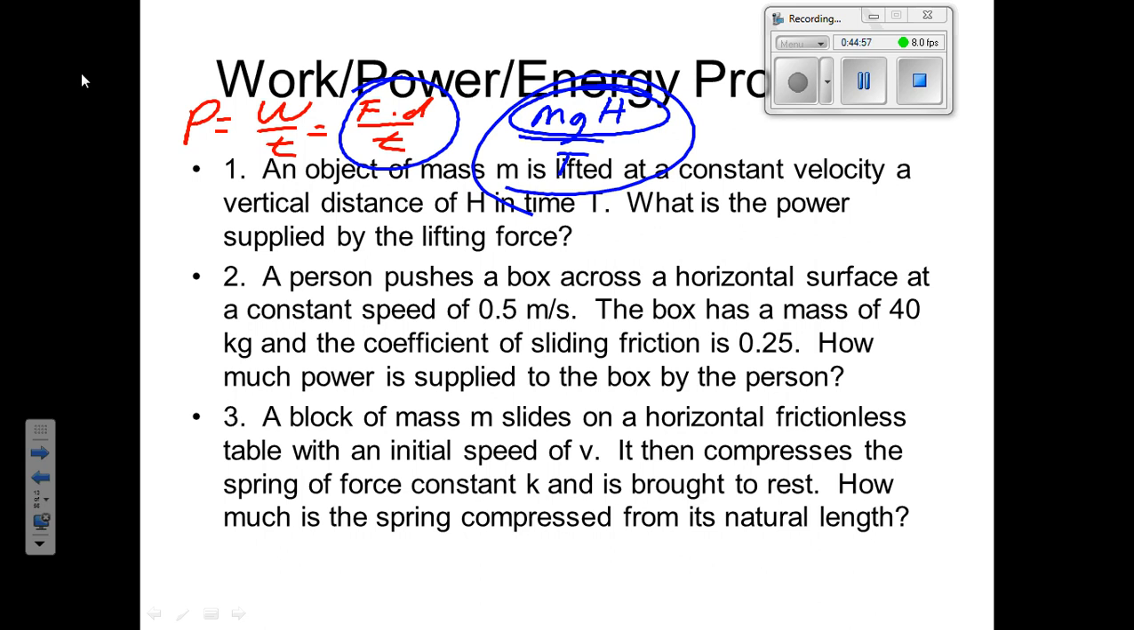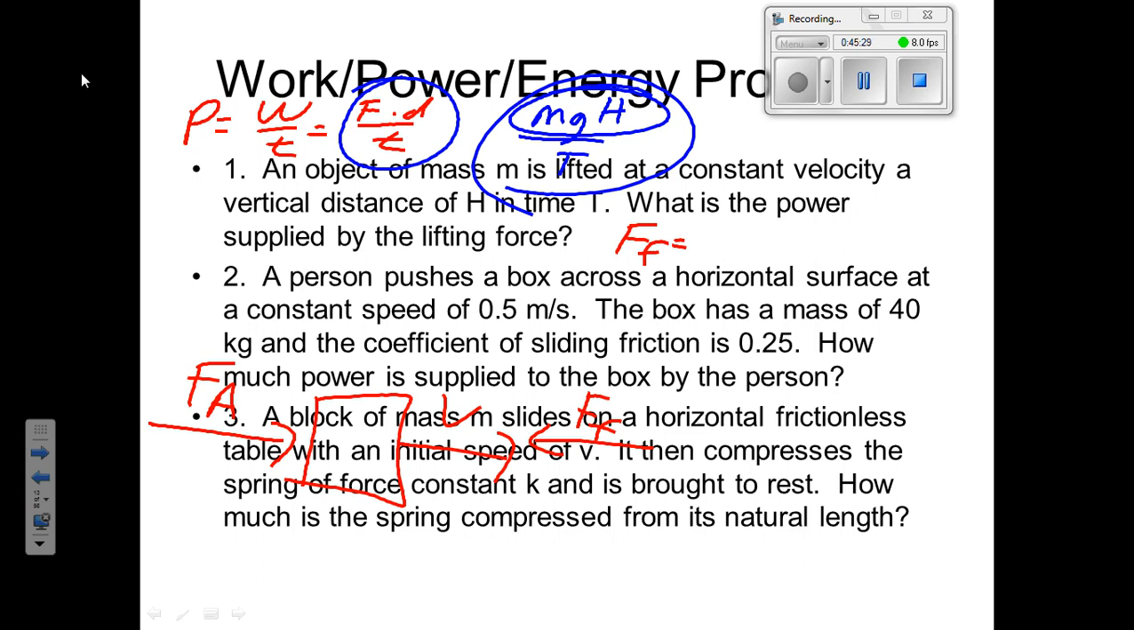But I am telling you that you're pushing the box so that the velocity is constant. Which means the force that I'm pushing this way, what I'll call my applied force, has to be equal but opposite to what? The amount of friction acting this way. And the nice thing about this problem is it gives us enough information to find the friction, right? Because what's friction equal to? What's the equation for friction? Mu times N.